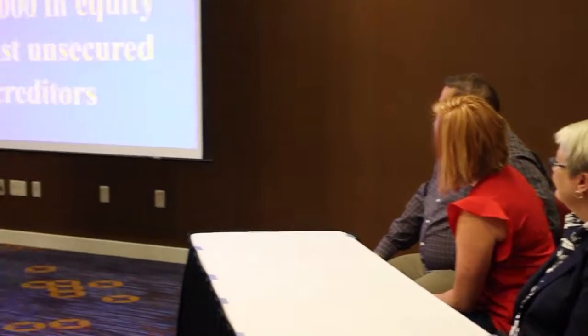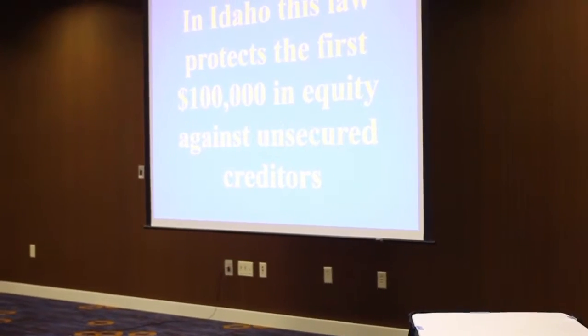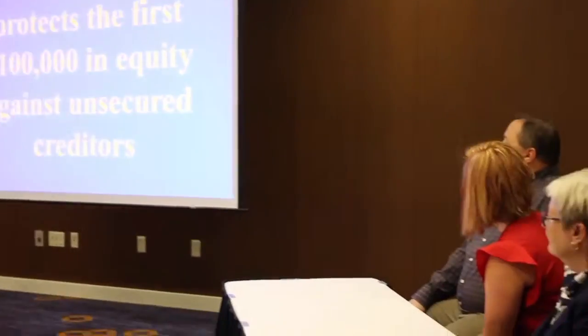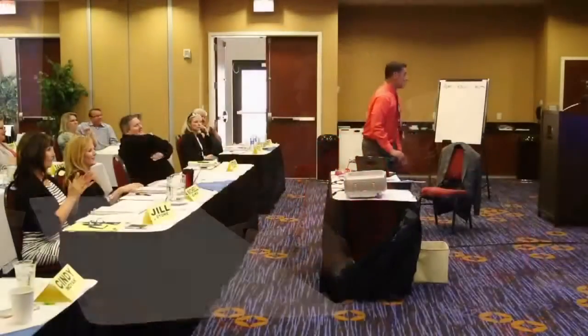I would say real estate interests for 30 points. Real estate interests for 30 points. I click on that. In Idaho, this law protects the first $100,000 in equity against unsecured creditors. What is the Homestead Act? What is the homestead exemption? Very good. Homestead exemption. Clap, studio audience.